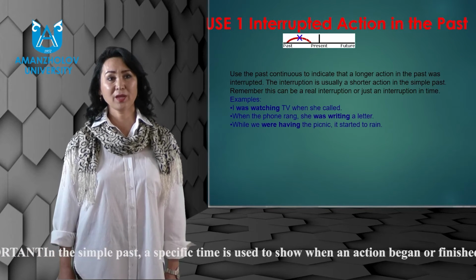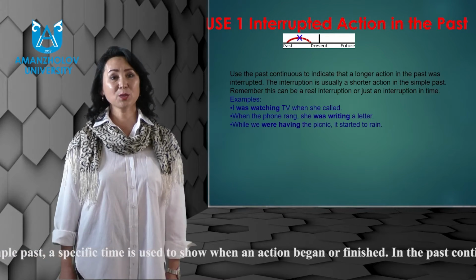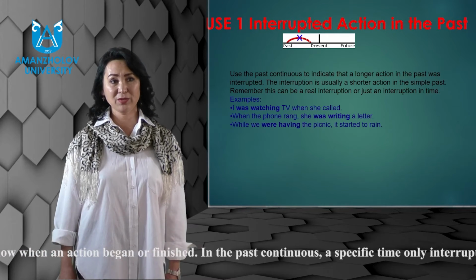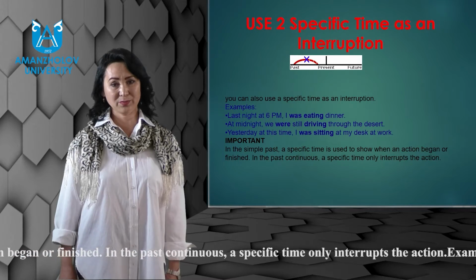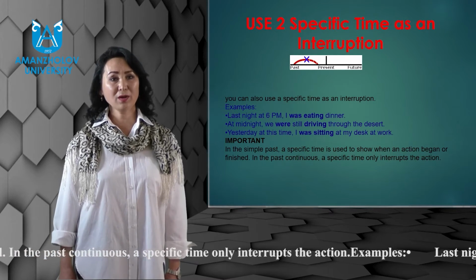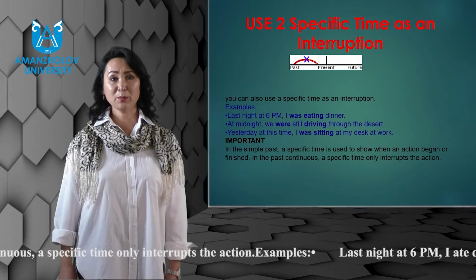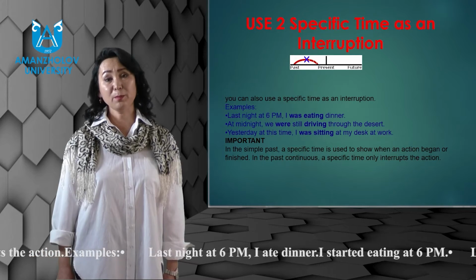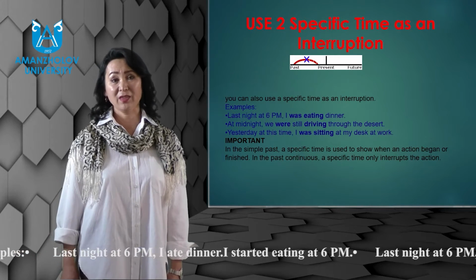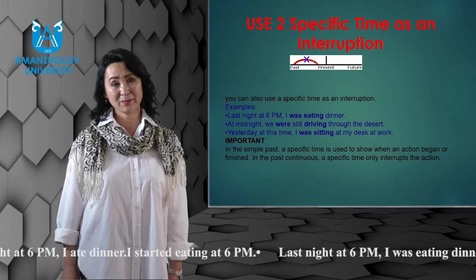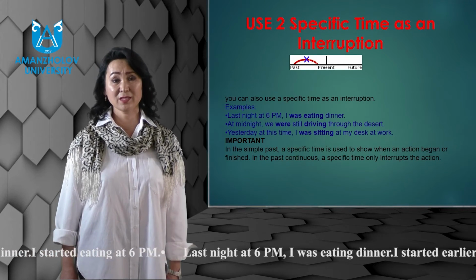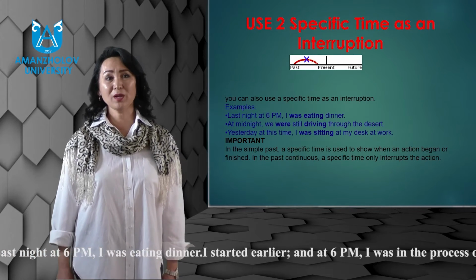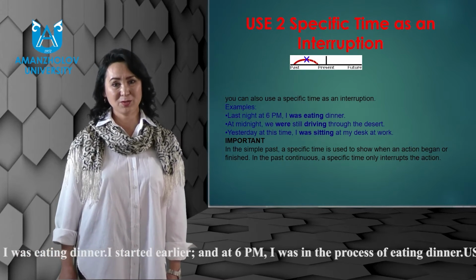The next use, atmosphere. In English, we often use a series of parallel actions to describe the atmosphere at a particular time in the past. For example, when I walked into the office, several people were busily typing. Some were talking on the phones, the boss was yelling directions, and the customers were waiting to be helped. One customer was yelling at the secretary and waving his hands. Others were complaining to each other about the bad service.